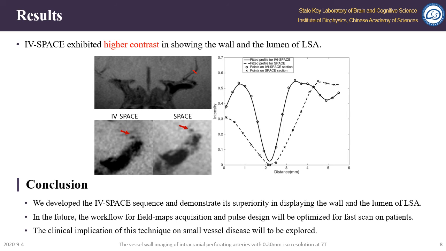Finally, when analyzing the section of vessel wall, IV SPACE exhibited higher contrast in showing the wall and the lumen of the LSA. It benefits the identification of LSA in brain parenchyma. So, in conclusion, in this study, we developed the IV SPACE sequence and demonstrate its superiority in displaying the wall and the lumen of LSA.